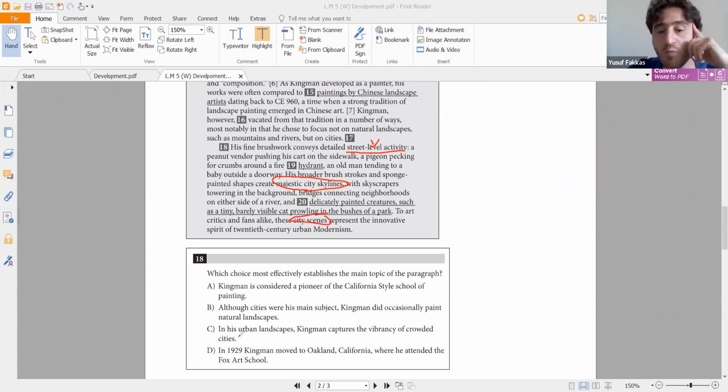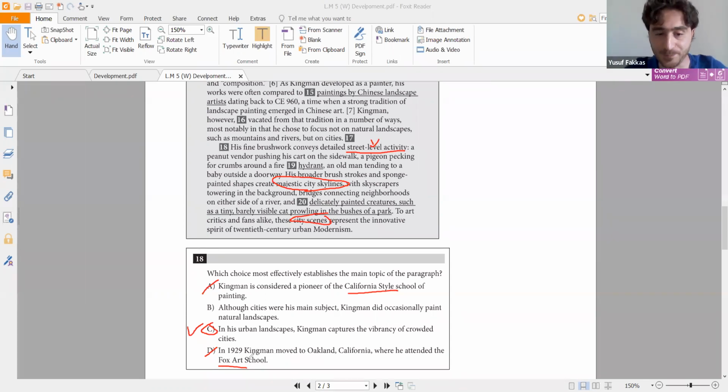All right, so now most of us agree on the same answer, which is C. And yes, that's the right answer. Now A is clearly wrong because they didn't mention anything about the California style. It's not related to the discussion in the paragraph. D is wrong because it's talking about which school he attended. In this specific paragraph, we're not talking about his life, his biography. We're talking about his work and what kind of scenes his work shows.